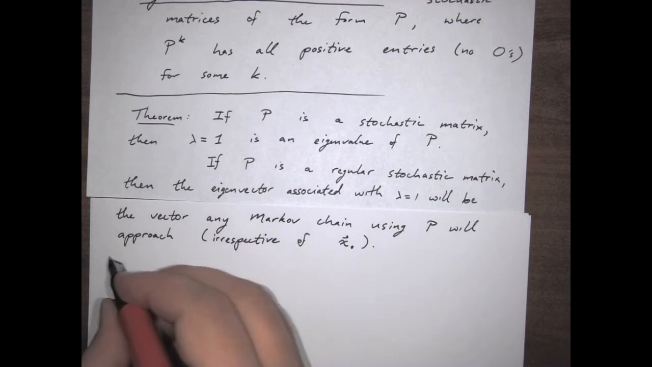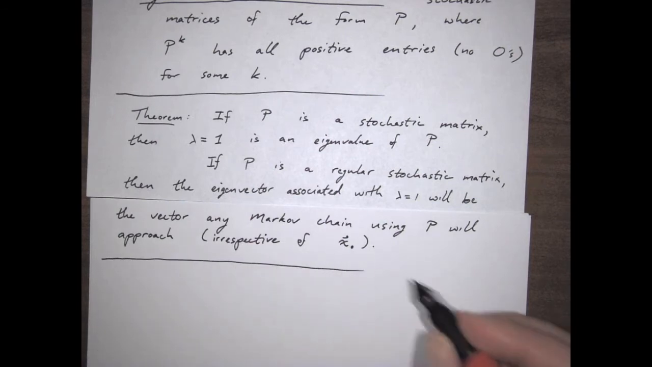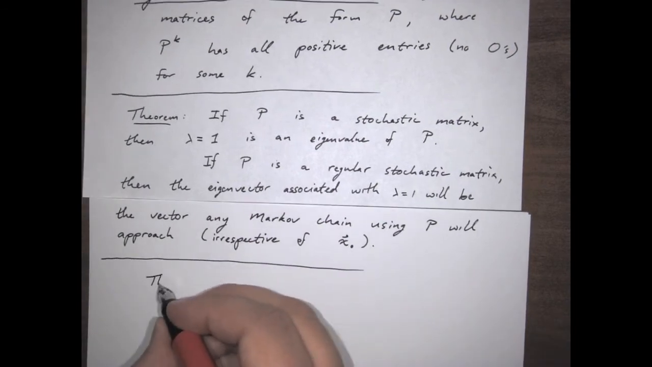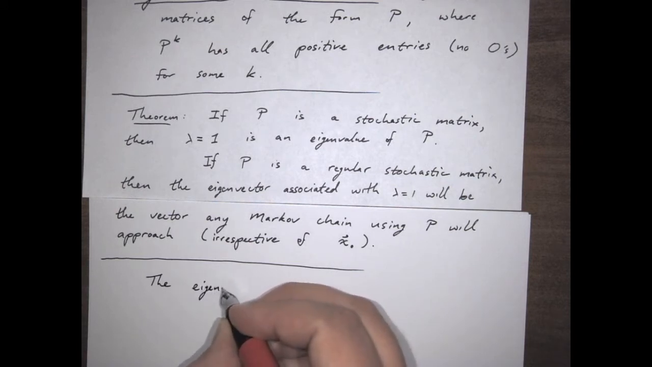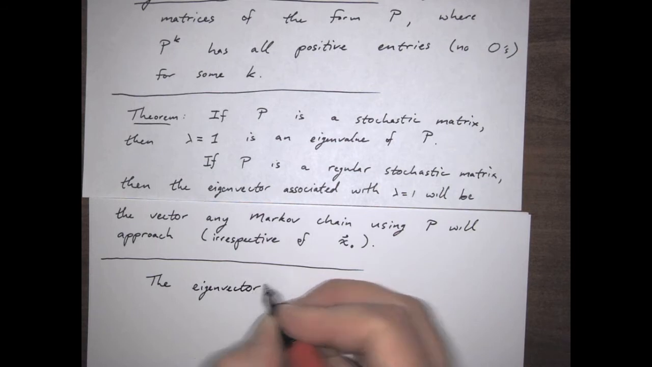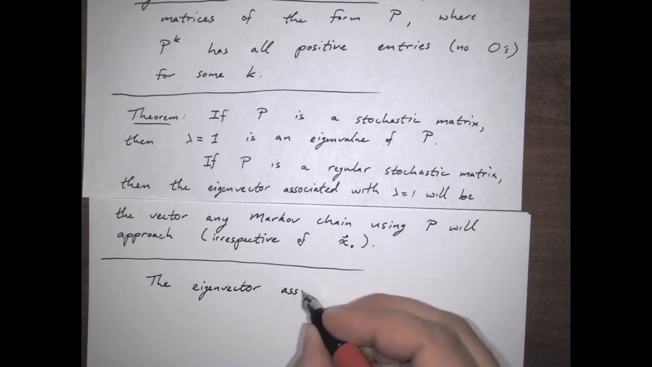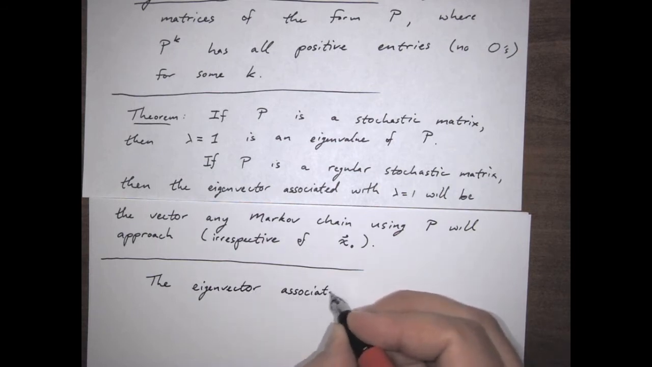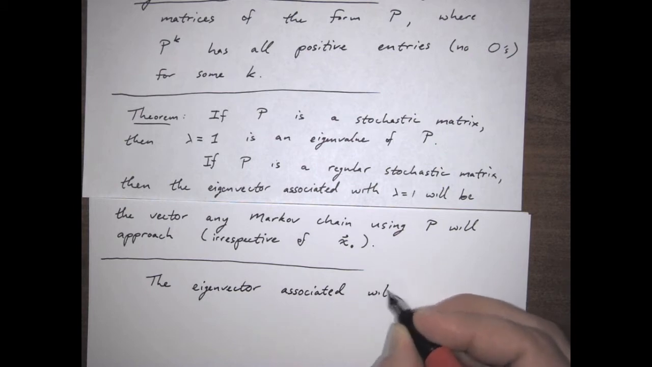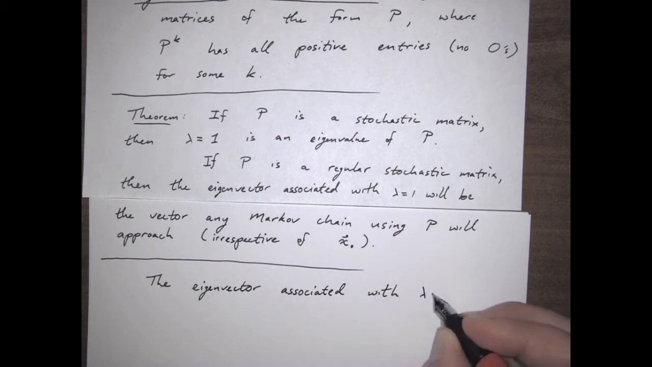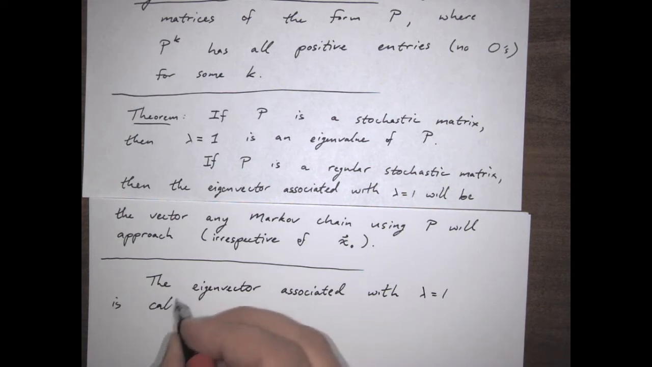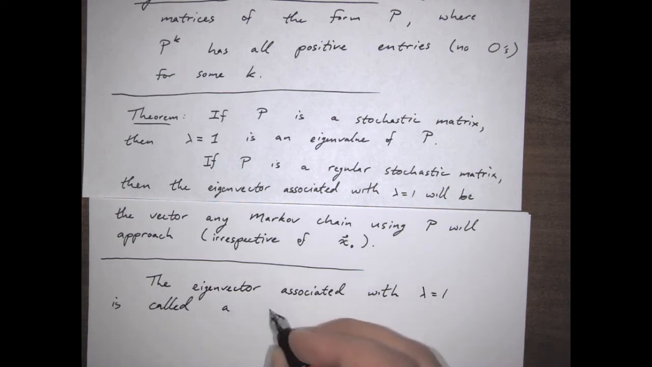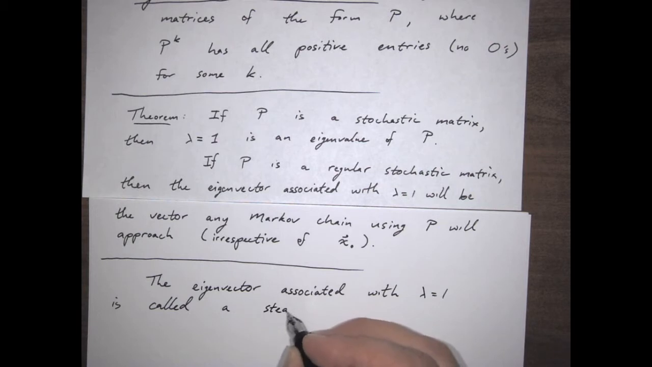So the eigenvector associated with lambda equals 1 is called a steady state vector.